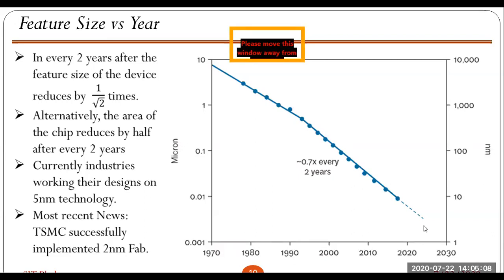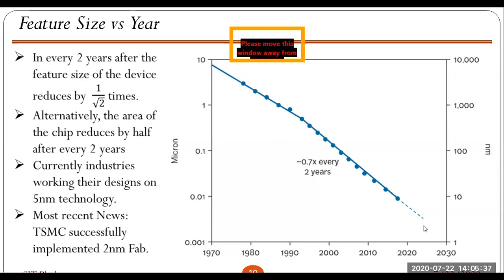Alternatively, we can say if you use the same number of transistors, then the device size will be half. Okay. So now you agree the device size, every 2 years, will be half. Then what is the feature scaling from one technology to another technology? What is the scaling factor?